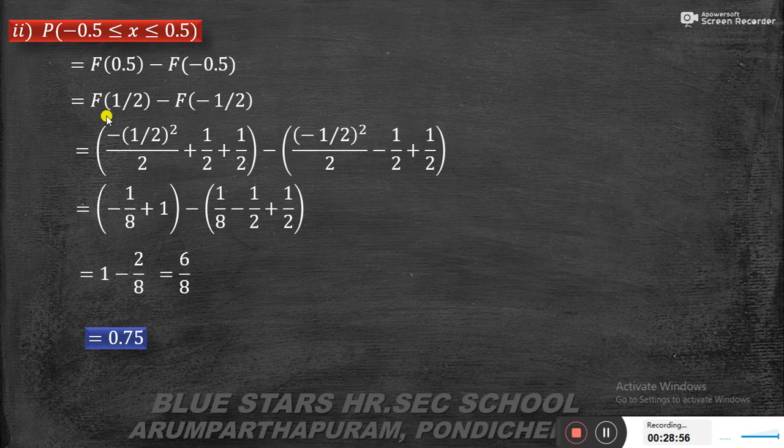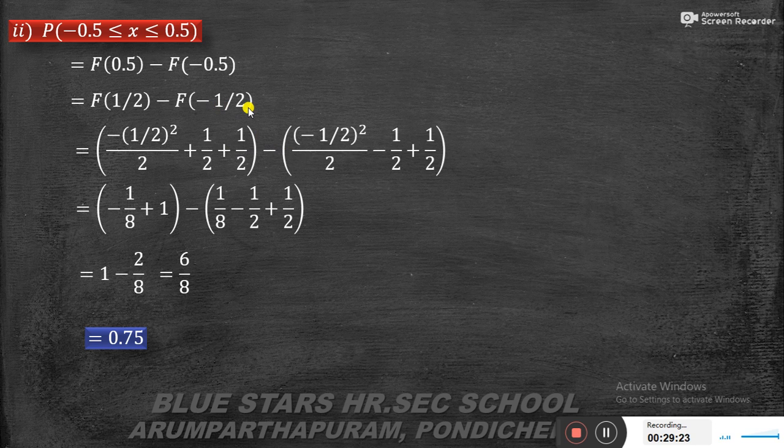You see here, x equal to 1 by 2 means it goes to the third interval. The third interval means 0 less than or equal to x less than 1, so x equal to 1 by 2 lies in the third interval. So the function is minus x square by 2 plus x plus 1 by 2. Therefore I substitute x equal to 1 by 2: minus (1 by 2) whole square by 2 plus 1 by 2 plus 1 by 2 minus.